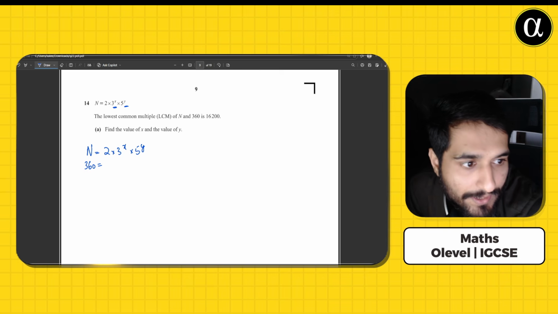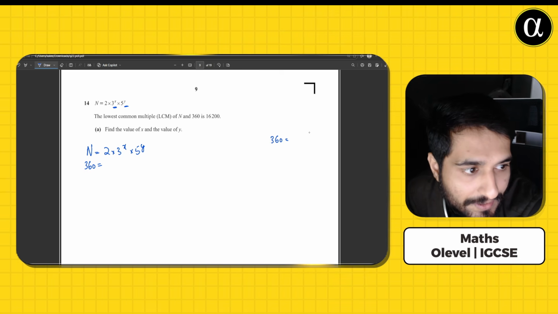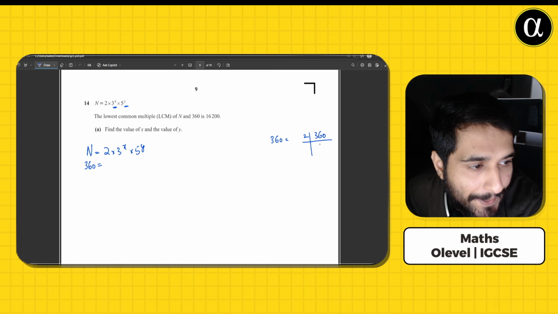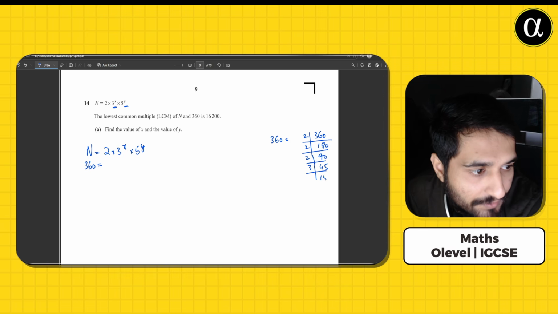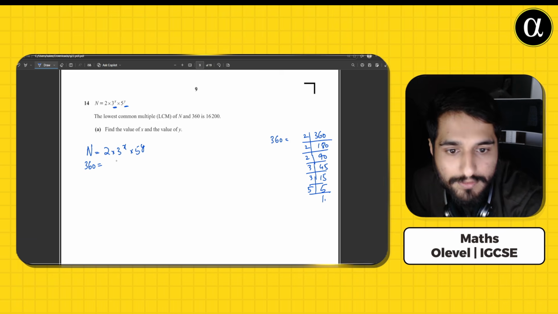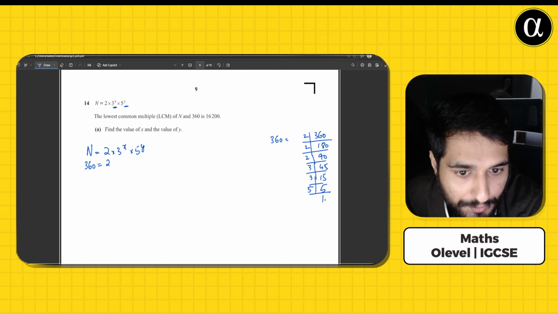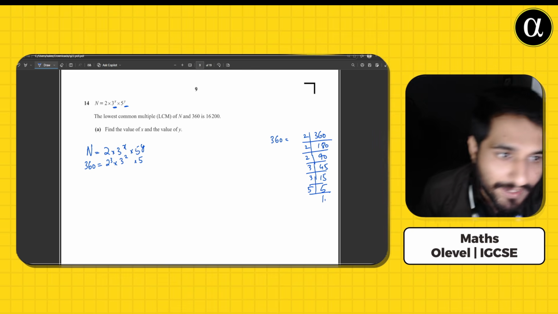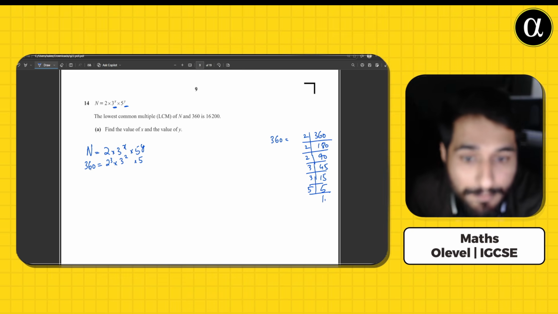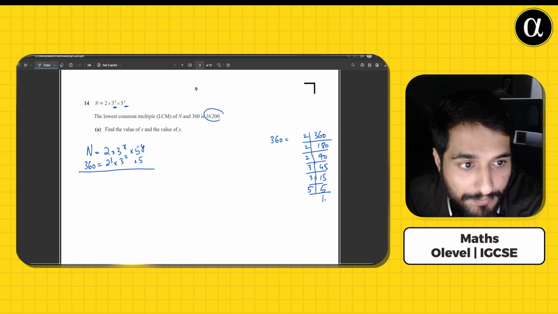Let's check it real quick. We'll do prime factorization of 360. 360 divided by 2 gives 180, again divided by 2 gives 90, again divided by 2 gives 45, divided by 3 gives 15, divided by 3 gives 5, and then divided by 5 gives 1. So the factors of 360 are 2 cube into 3 square into 5, and the lowest common multiple of these is 16200.